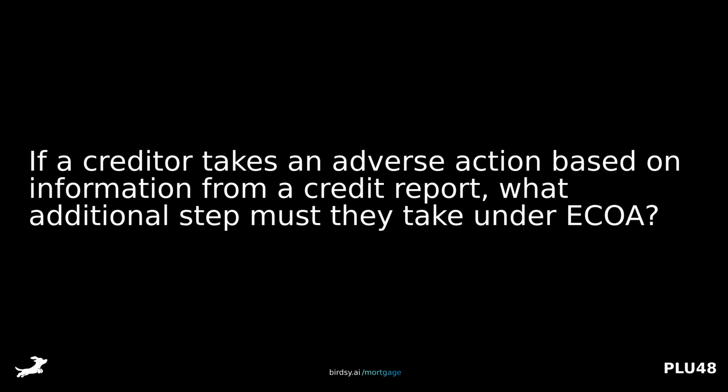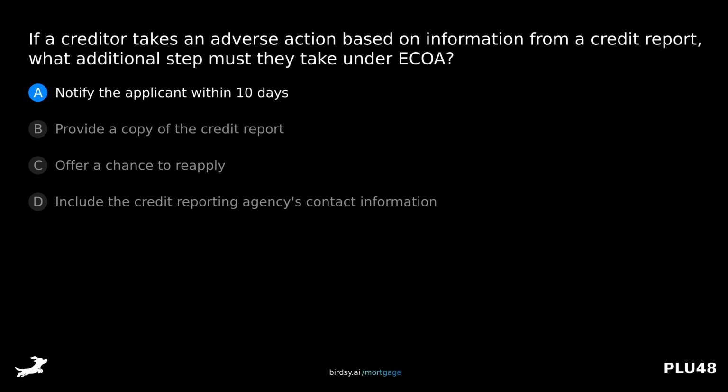If a creditor takes an adverse action based on information from a credit report, what additional step must they take under ECOA? Is it A. Notify the applicant within 10 days, B. Provide a copy of the credit report, C. Offer a chance to reapply, or D. Include the credit reporting agency's contact information? The answer is D. Include the credit reporting agency's contact information.